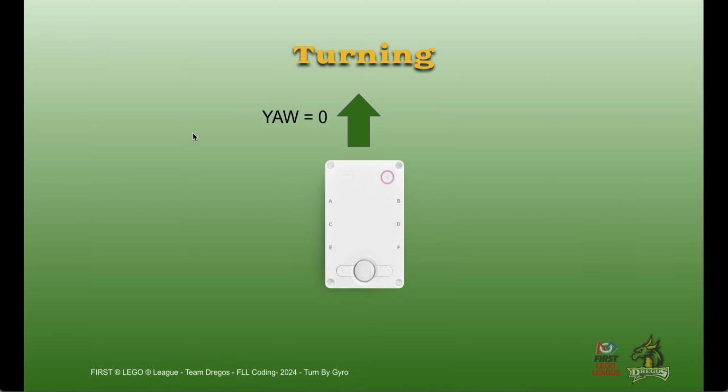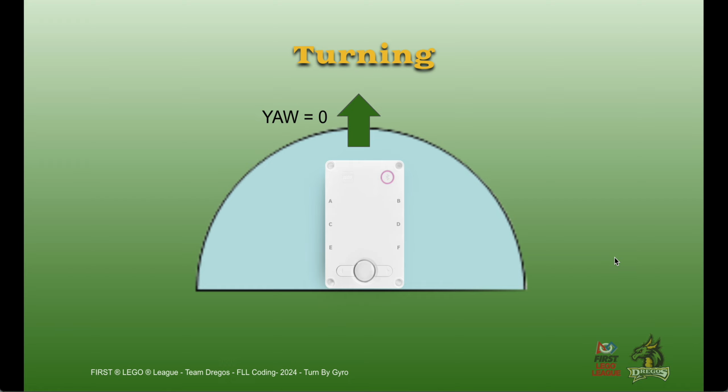Now, your robot has a sensor that tells it which direction it's pointing at. So when your robot is facing forward, this is something called yaw. In this case, when it's facing forward, it's called yaw equals 0. When you're programming your robot to turn, you will want it to turn the exact angle. The angle your robot turns is measured in degrees.